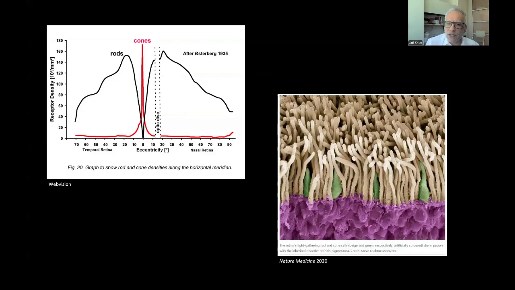This is a nice electron micrograph that shows a section of peripheral retina illustrating that point. Those squiggly yellow lines are the rods. And you can see the retina is really a sea of rods. And every now and then here you see that plump structure colored in green. That's a cone interspaced among the sea of rods. Of course, the fovea would be different. The fovea is all cones. The purple represents the retinal pigment epithelium.